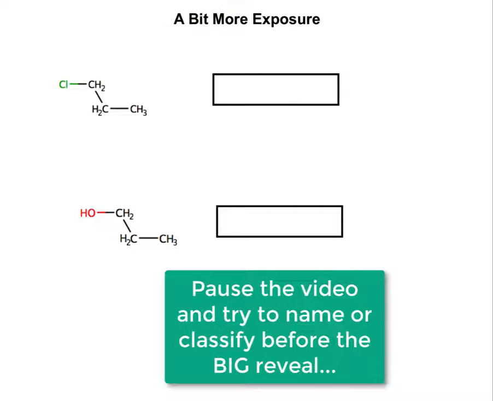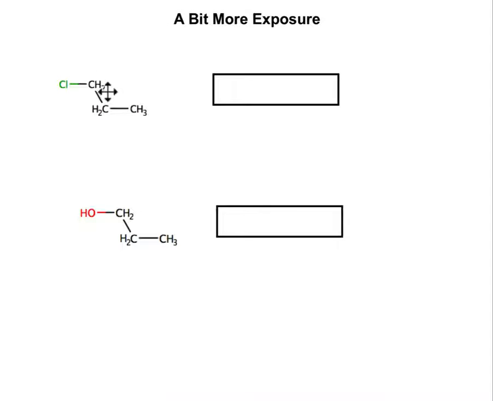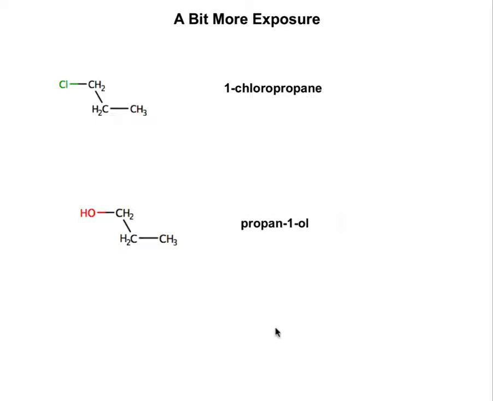So here's a few more examples. This is a haloalkane because of the presence of chlorine. It's a 3-carbon branch and it's on carbon 1. So we do need to position that chlorine. So 1-chloropropane. Here's a 3-carbon alcohol. Once again, we have to position that hydroxyl group. So that's going to be propan-1-ol. Again, positioning required.